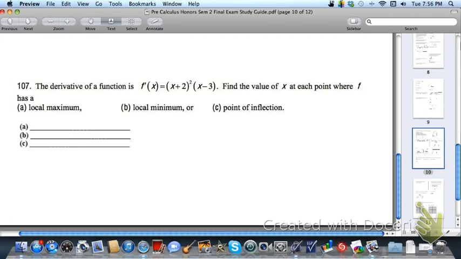We had a problem like this on one of the homework assignments. I think it was the most recent homework assignment, in which we're given f prime. We're trying to figure out where f has a local max, local min, and a point of inflection.